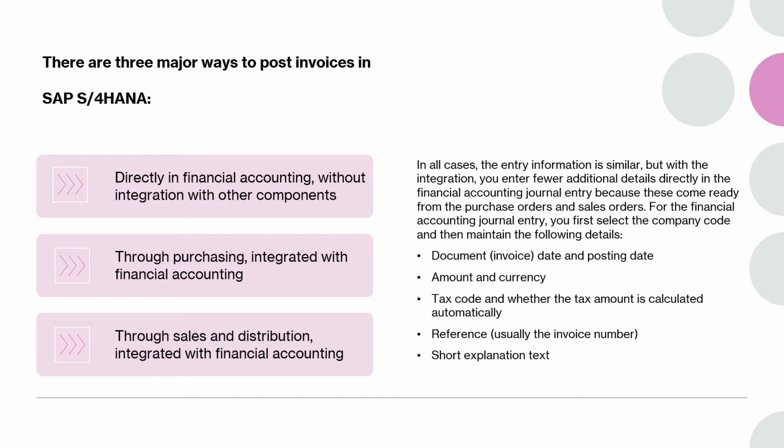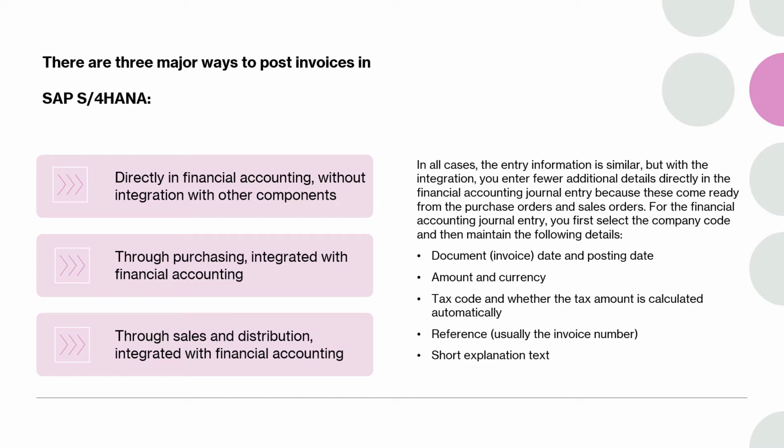Okay, so there are three major ways to post invoices in SAP S4 HANA. One is directly in financial accounting without integration with other components, through purchasing integrated with financial accounting, and through sales and distribution integrated with financial accounting. In all cases, the information is similar, but with the integration, you enter fewer additional details directly in the financial accounting journal entry because these come ready from purchase orders and sales orders.